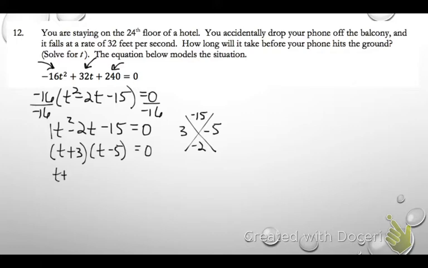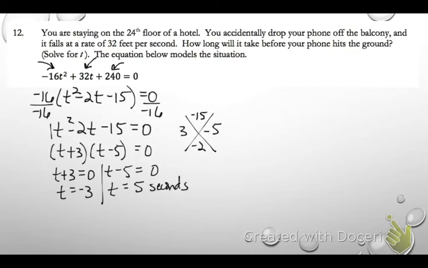If we set these each equal to 0 and solve, our first possible solution is negative 3, which doesn't really make sense, negative 3 seconds. Our second one is 5 seconds. That makes more sense. It's a pretty tall balcony. So how long will it take your phone before it hits the ground? 5 seconds falling.